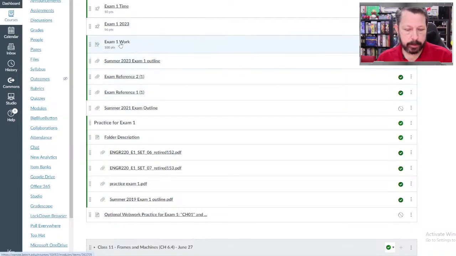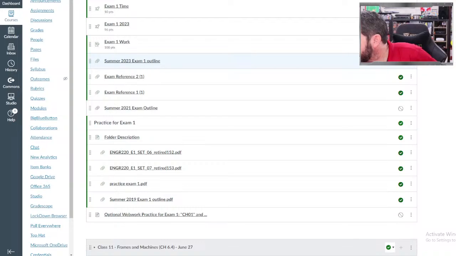When you're done with the exam, you'll take pictures of any scratch work that you used and upload that to this exam 1 work folder, just so I have your scratch work in case there's any questions to answer later. You plug those in there.